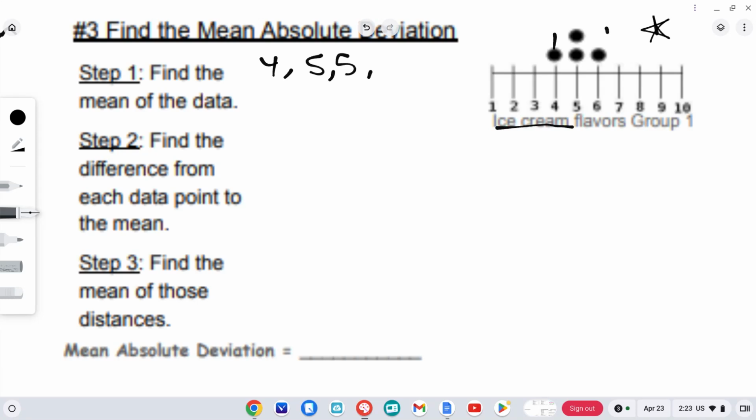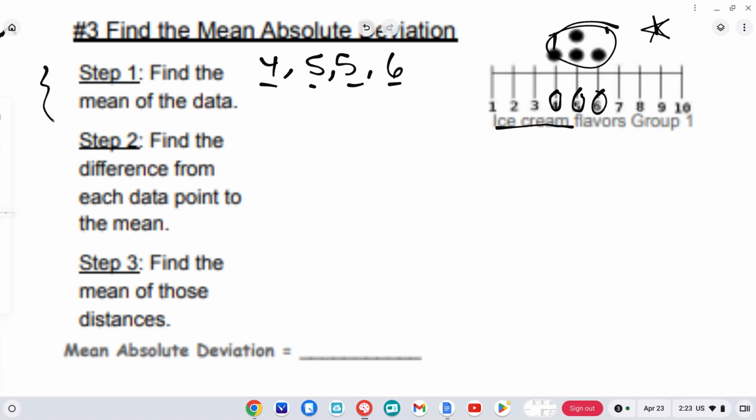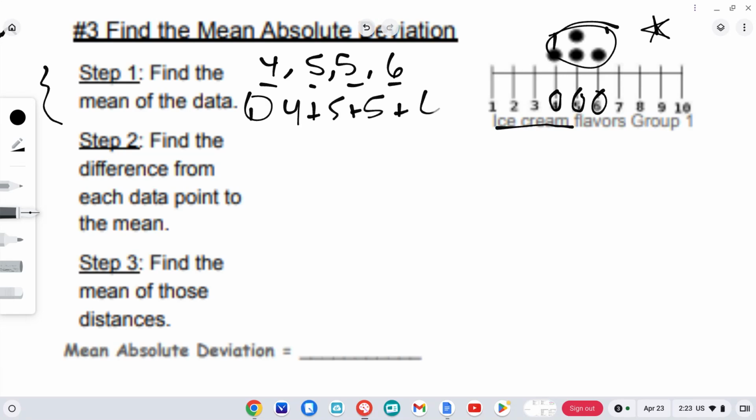And then it looked like another person picked the 6th one. So I have 4, 5, 5, and 6 in my list. All I did was look over here and see which numbers were represented. 4, 2 sets of 5, and a 6. Now I can start my steps. So step 1, finding the mean. 4 plus 5 plus 5 plus 6. Pause and find the mean real quick.